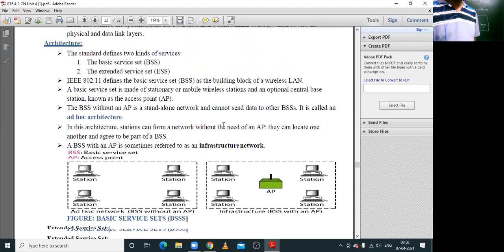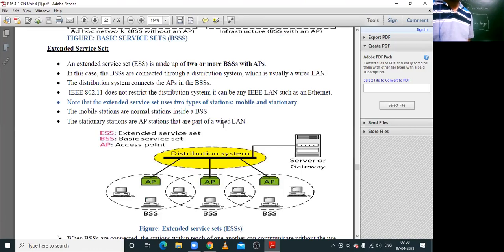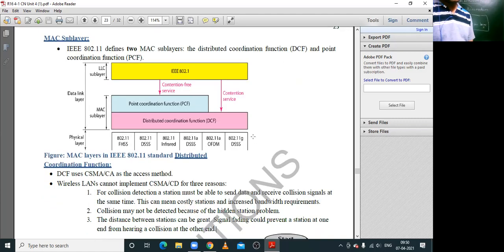Coming to this, this is what we discussed in the previous class, the extended service set and basic service set. Now this is what we are discussing. According to the MAC sublayer, it has been divided into two sections, DCF and PCF. You observe here the MAC sublayer, which has the point coordination function and the distributed coordination function. Now we are discussing the distributed coordination function.